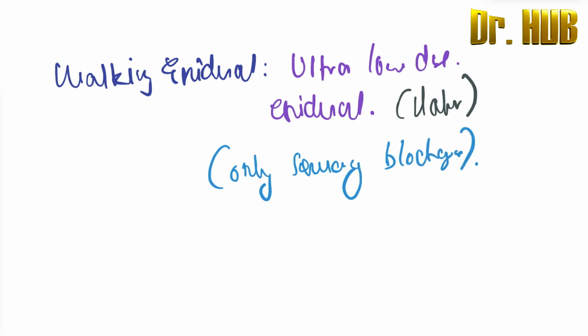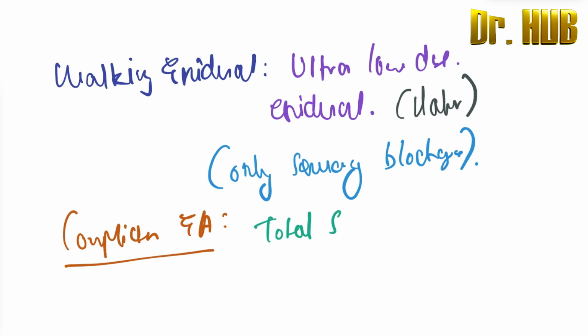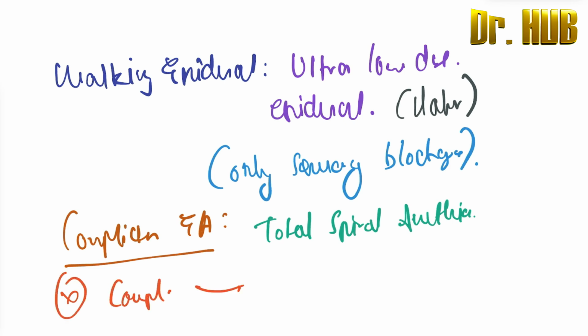Next are the complications of epidural anesthesia. What are the complications of EA, that is epidural anesthesia? This includes total spinal anesthesia. Now, which is not a complication of epidural anesthesia? This includes DIC, disseminated intravascular coagulation, as well as headache.